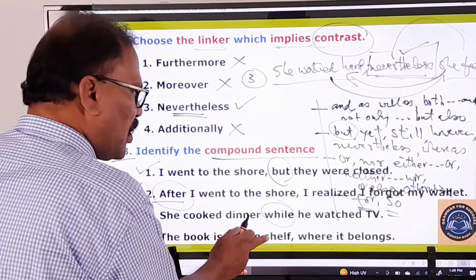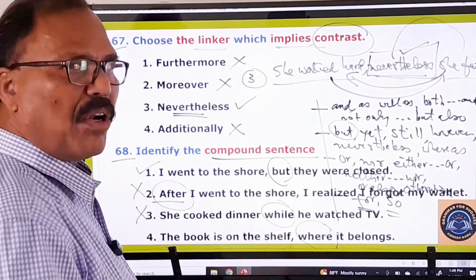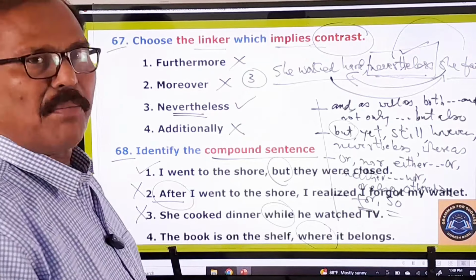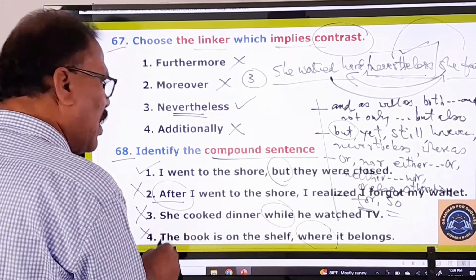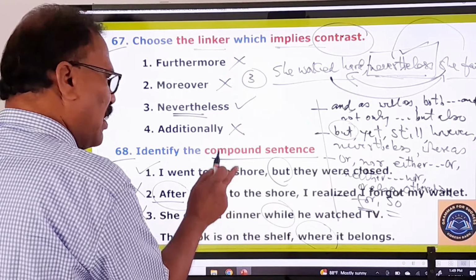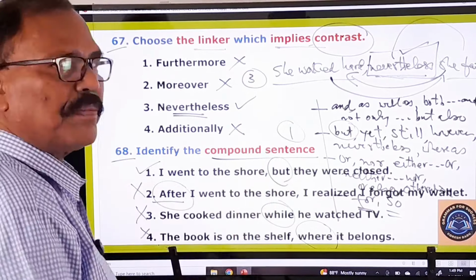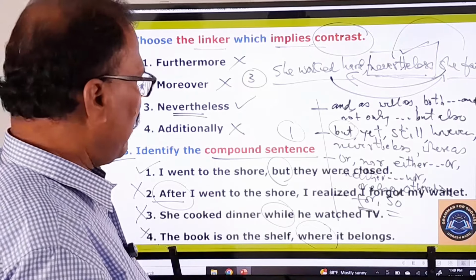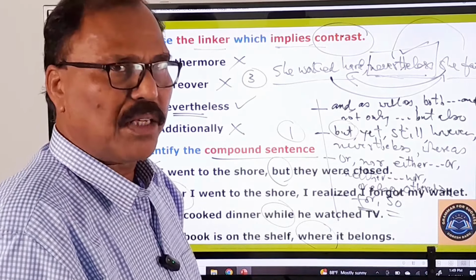The book is on the shelf where it belongs. So here, this where is there. It is also a subordinating conjunction. It forms a complex sentence. So therefore, the second one, third one, fourth one are complex sentences. Only this one is the compound sentence. Therefore, your answer is only the first one. Hope you understand this very well and keep these conjunctions in your mind. Now, let's move on to other questions.